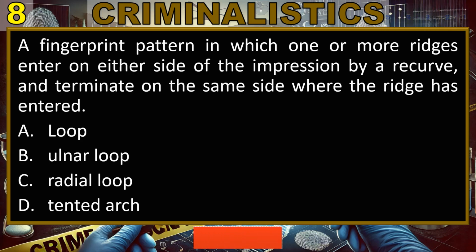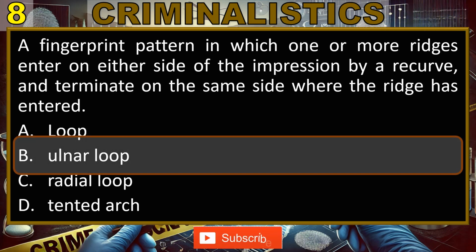Letter B is the correct answer. Ulnar loop. The ulnar loop is a fingerprint pattern in which one or more ridges enter on either side of the impression by a recurve, and terminate on the same side where the ridge has entered.